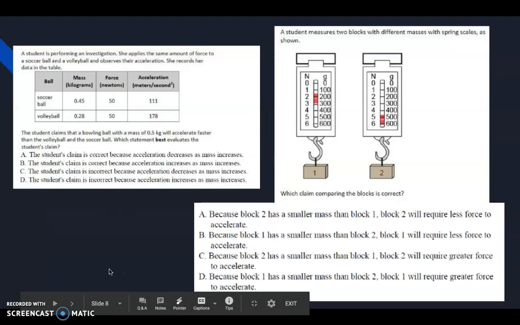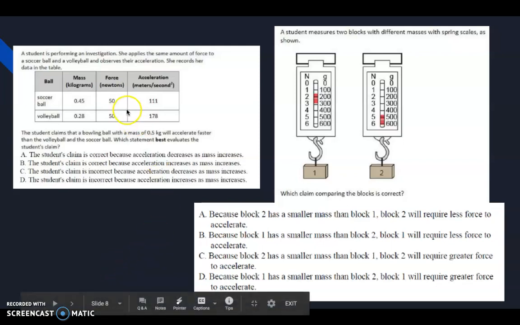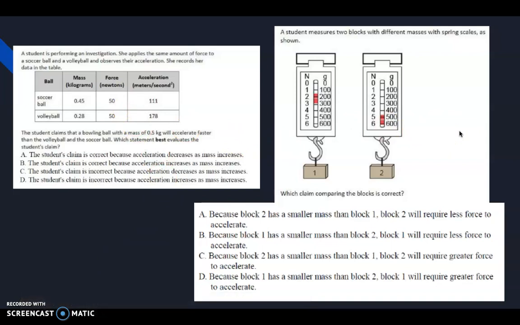So pause for a second here to think about how you could use Newton's laws, the information, to interpret data and to interpret a diagram to figure out how Newton's laws are causing these objects to move. Okay, so hopefully you've unpaused, and let's look at this question first.